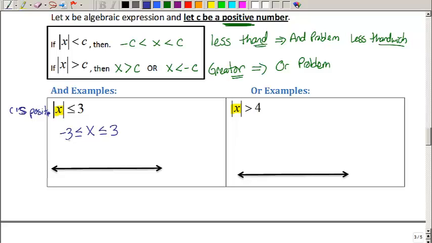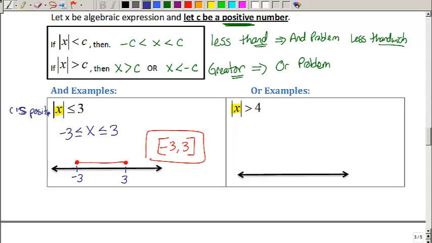We would like to now graph and answer in interval notation. To graph, I need to mark at least my endpoints. I have a closed circle on -3 and +3, and all the values in between. The interval notation answer is -3 to 3. Both of those have brackets.